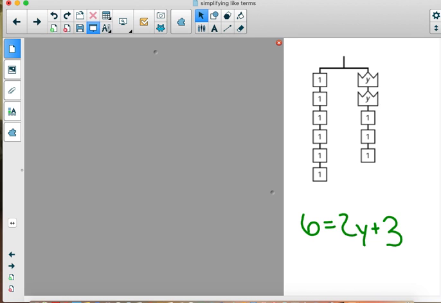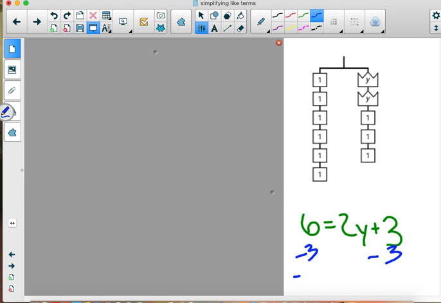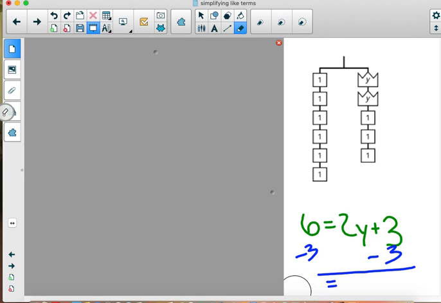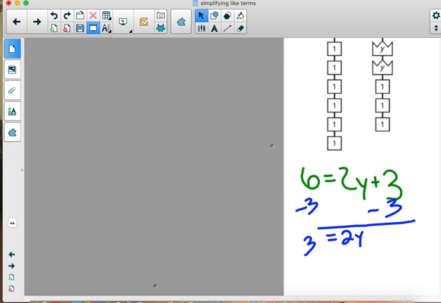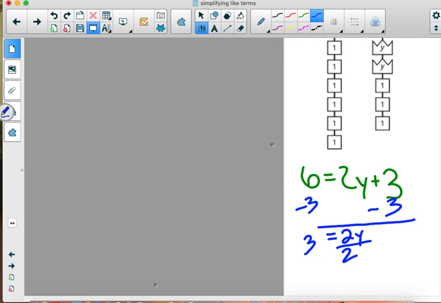Excellent. All right, so she set up 6 equals 2y plus 3. Is that correct? Yes. If we were to subtract 3 on both sides, you'd be left with 6 equals, no, I'm sorry, not 6, 3 equals 2y. And then you would divide by 2, divide by 2. Y equals 3 over 2, or 1.5. Good.